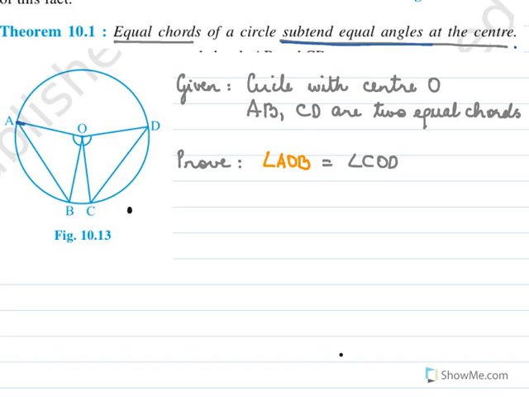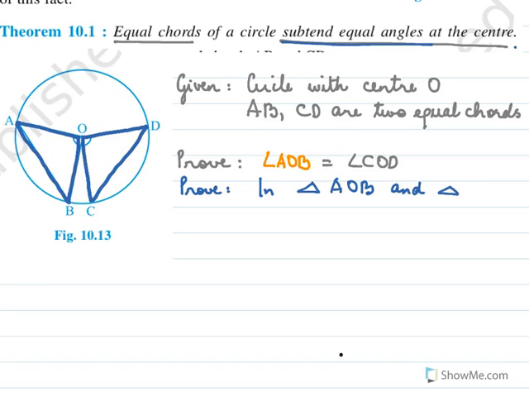So here we take up two triangles. We take up AOB, one triangle, and the other triangle is OCD. We need to prove these two triangles are congruent. So for the proof, in triangle AOB and triangle OCD, let's prove that they are congruent.